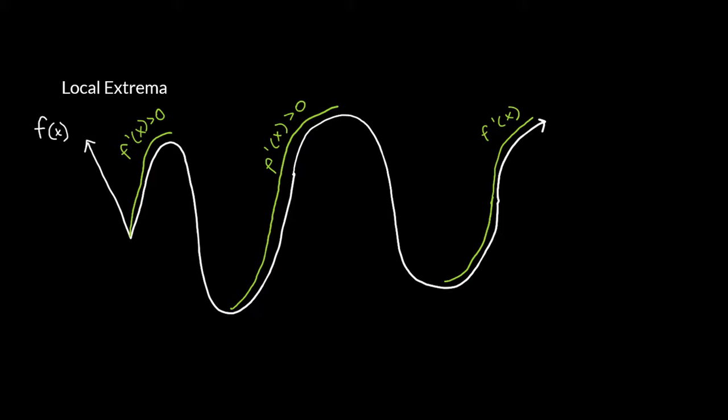And now let's look at where the slope is negative. For this graph, that would mean that the derivative is negative. So that is this line right here. The slope is negative. So the derivative is negative. And then here, the derivative is negative. And here, the derivative is negative.